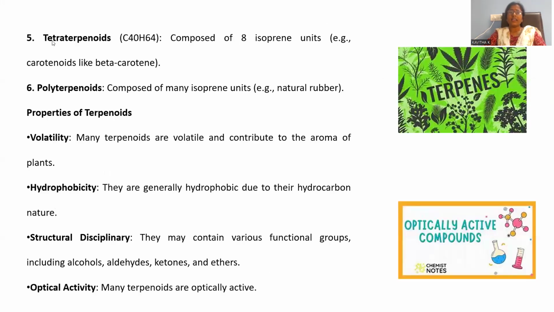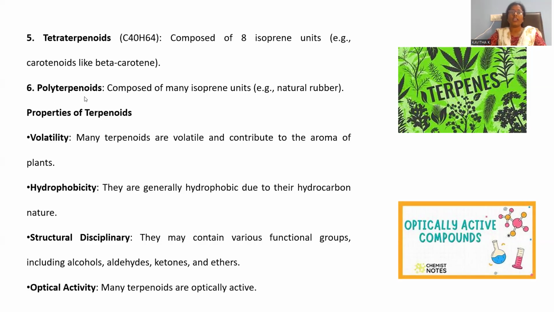Then tetraterpene. Tetraterpene means where we can find eight isoprene units. Okay, monoterpene for two isoprene, diterpene for four isoprene, tetraterpene for eight isoprene units. Eight multiplied with five, so that we can find C40, right? So here eight isoprene units are present. And carotenoids like beta carotene, from which vitamin A can be synthesized, are the example under tetraterpene. So this tetraterpene is available in beta carotene.